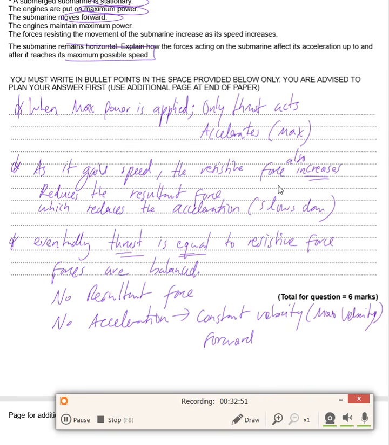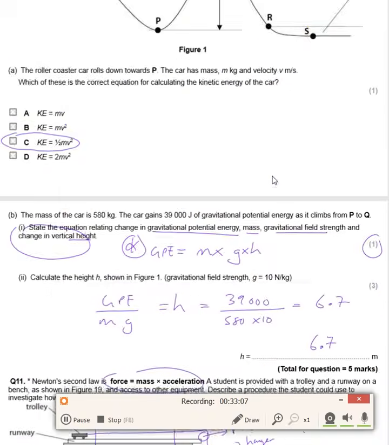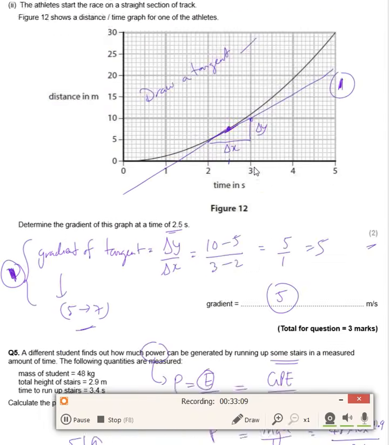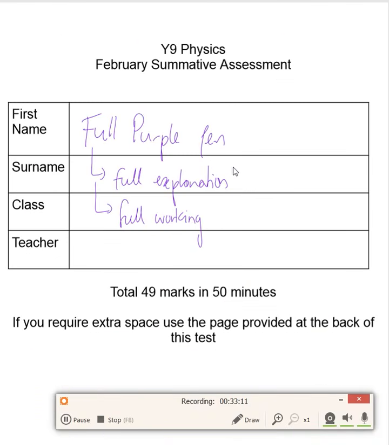Okay, and this is how we get those 6 marks there. Nice and easy. Now here we can say only thrust acts on it, so therefore this is the resultant force, because it's only this one. Okay. Here we go. Now again, you check everything. Once you've done, make sure that you tackle the feedback questions.